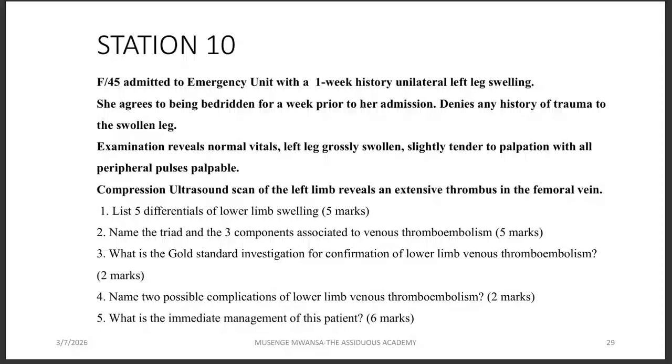Name two possible complications of lower limb venous thromboembolism. What is the commonest one you should think of? PE, very good. Pulmonary embolism. Now, in internal medicine, you say PE and we'll know that's pulmonary embolism. If you go to obs, that is your next station, and you say PE, pulmonary embolism is very far from the mind. PE means preeclampsia in obs and gyne. That's why these abbreviations are not good at all. Any other complication for venous thromboembolism?